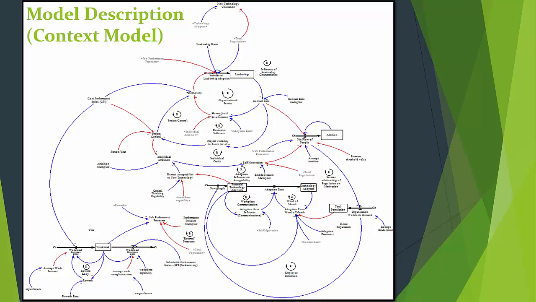And then also we have a loop for rework, which brings a percentage of the completed work back into the workload increase and back into workload. So for our model, we use 10%. 10% of the work that was completed needs to be reworked.